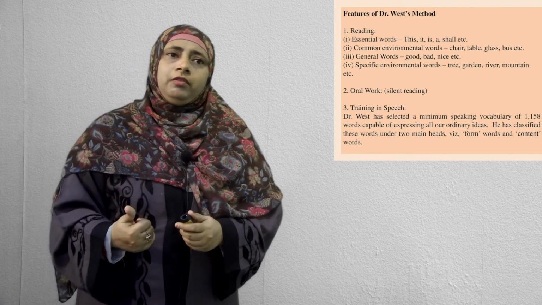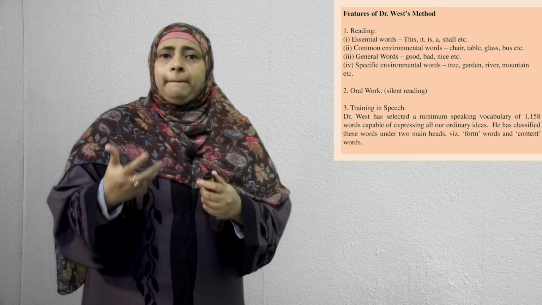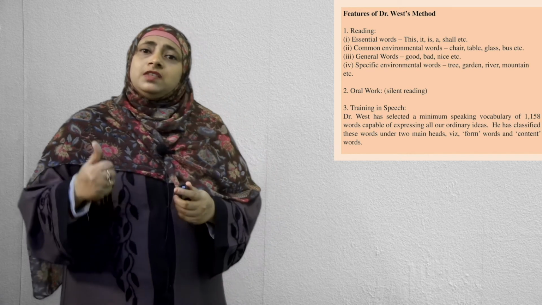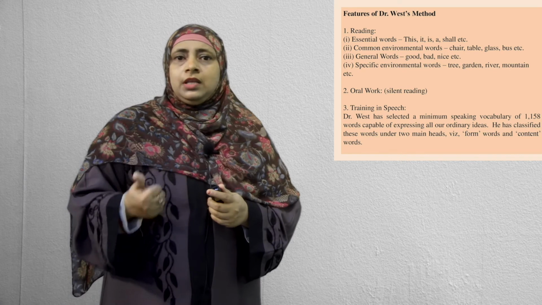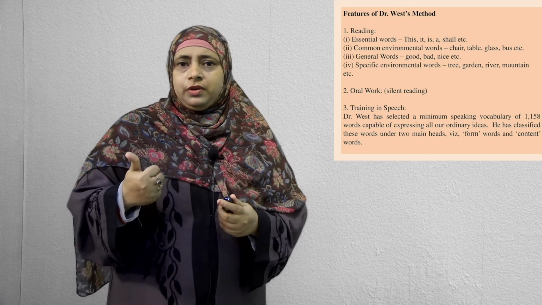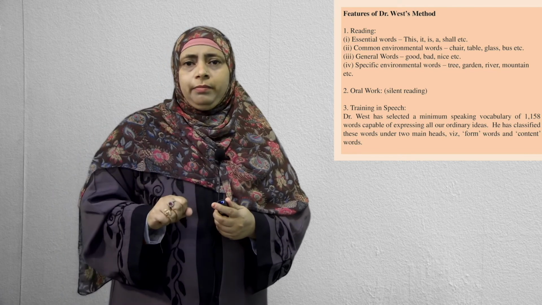Then we have general words, showing characteristics like good and bad; these qualities can be taught by the teacher. Then we have specific environmental words, like tree, river, garden, mounds, etc. So these are the different words that have to be developed through the reading part.